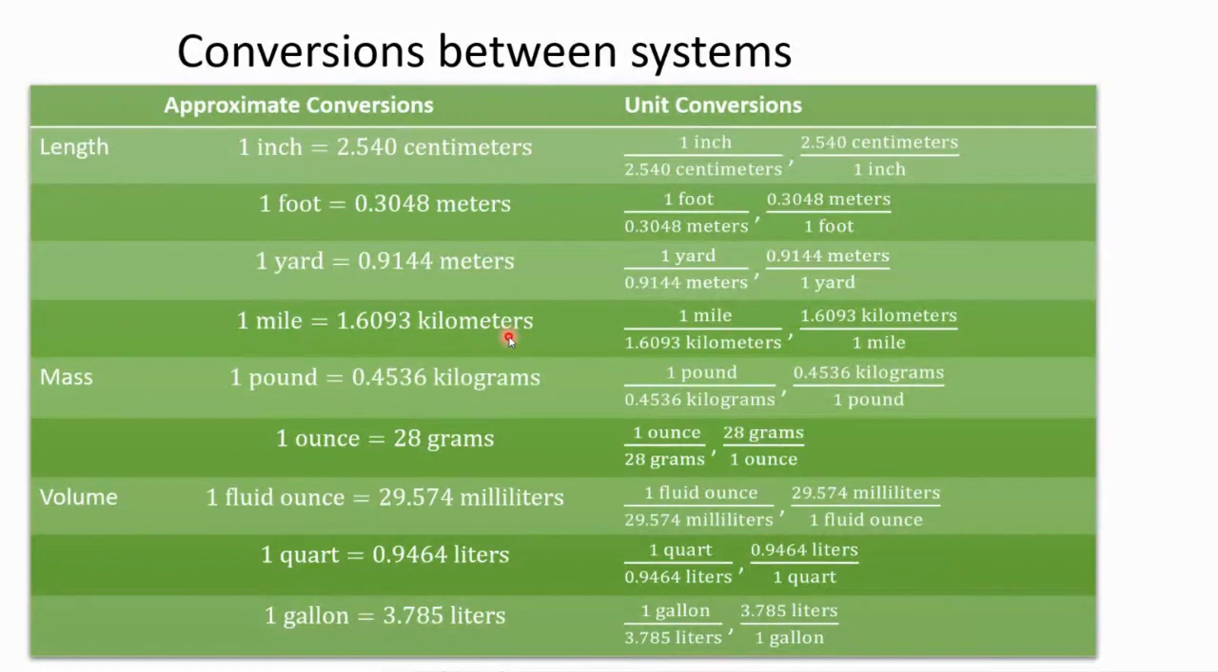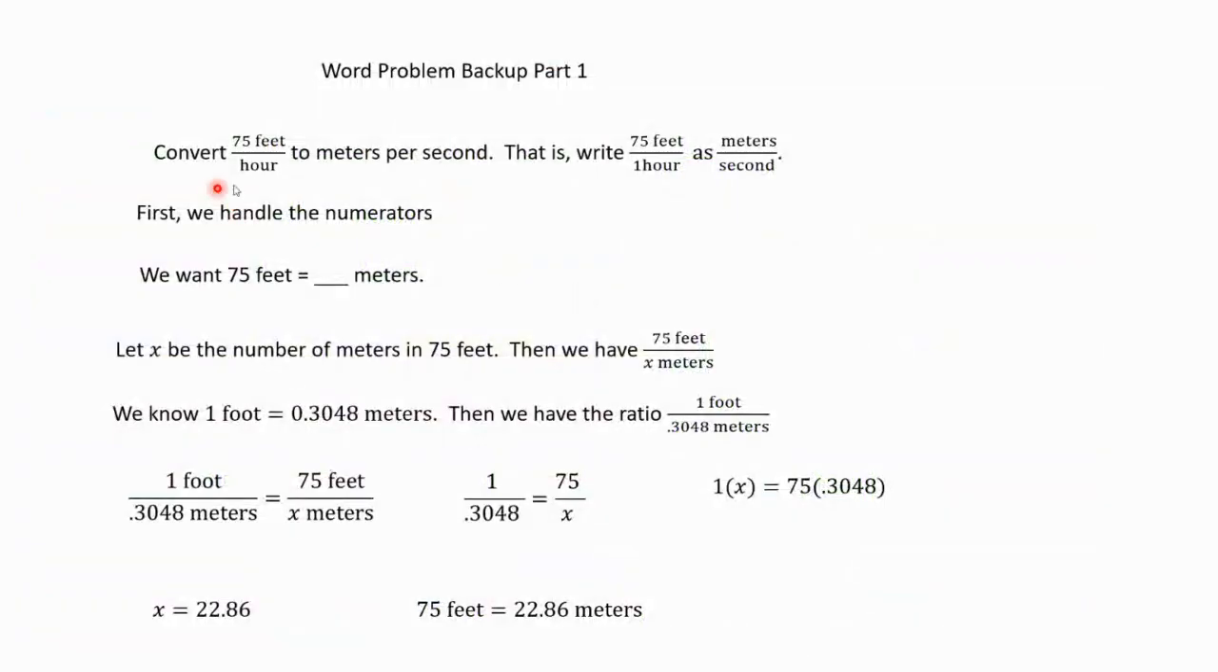All right. So for the next problem, we want to convert 75 feet per hour to meters per second. And it's really just like the second problem we did with the euros and the liters and gallons. Basically, we're going to go from feet to meters, and then we're going to go from hours to seconds. So I'm going to handle the numerators first. That's actually a little bit easier, although the denominators aren't terrible.